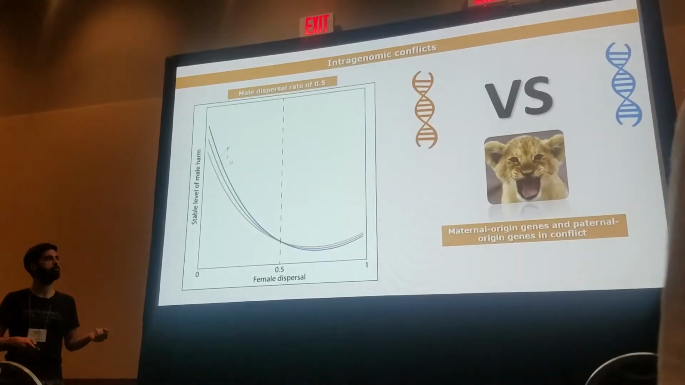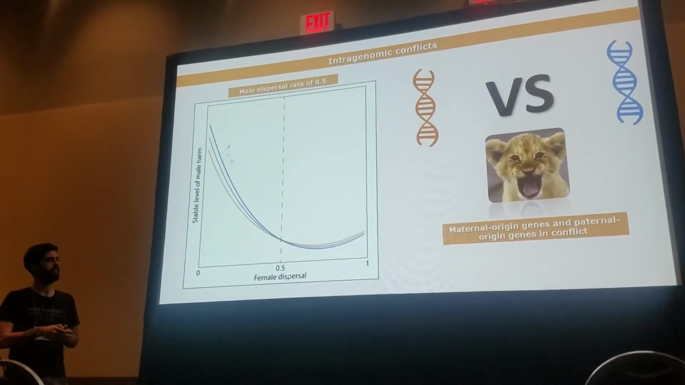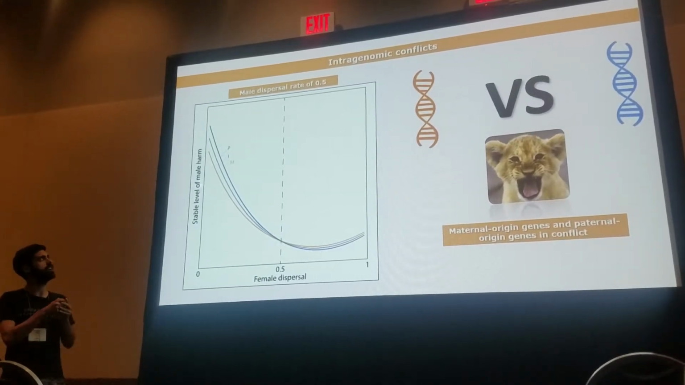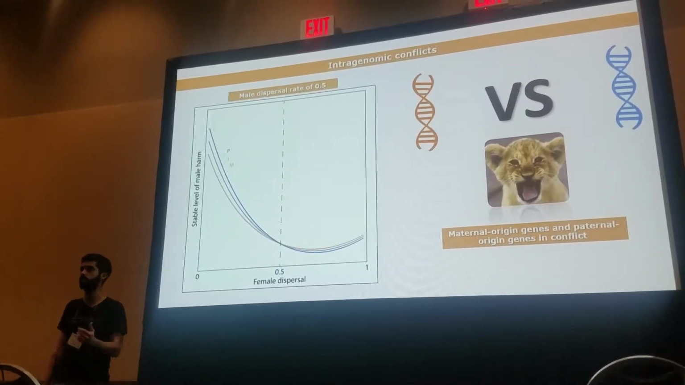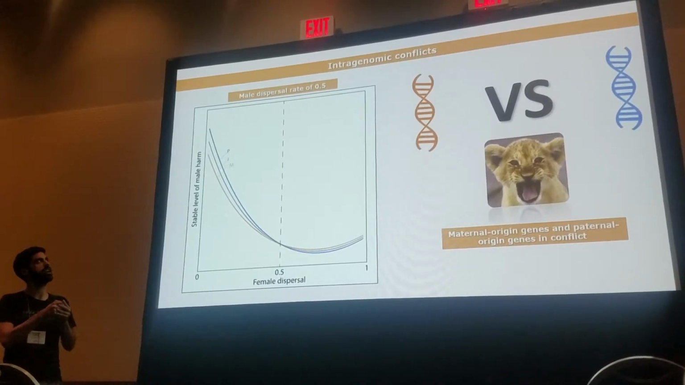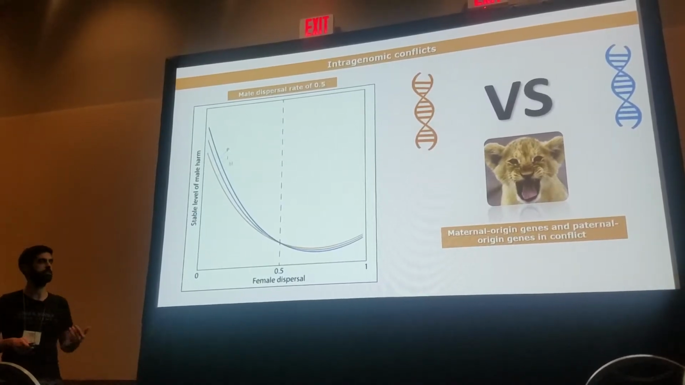So let's go back to Rankin's model. And now we have, again, female dispersal in the x-axis, in the y-axis the level of male harm. And now we have three different lines. We have a blue line that represents the levels of male harm favored by the paternal origin genes. The gray line, which is the same line as in Rankin's model, and the orange line that represents the levels of male harm favored by the maternal origin genes.